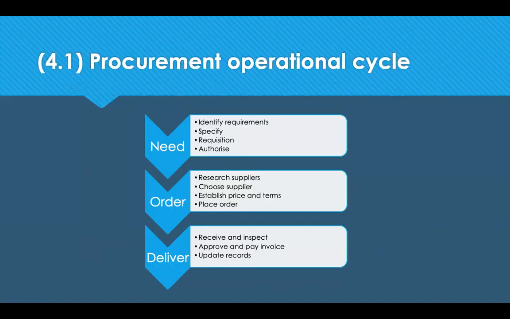Before we look at the types of documents that support procurement and supply, let's look at the operational cycle. So procurement goes through three stages operationally: need, order, deliver, which I remember as NOD, like nod your head, N-O-D. The need phase looks at identifying the requirements, specifying what you need, raising requisitions and authorising the need. Then you move into the order phase, which is to research the supplier and choose them, establish the price and terms and place the order. And then the delivery phase is to receive and inspect the delivery, approve and pay the invoices, and update your records. Do remember this as NOD, N-O-D.